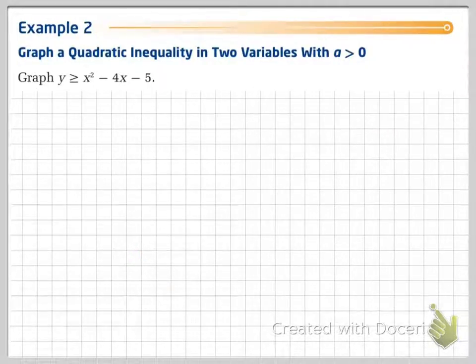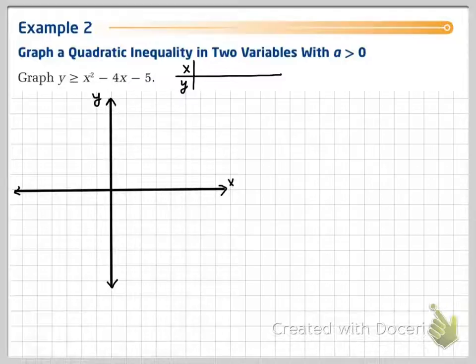In example 2, graph a quadratic inequality in two variables with a being greater than 0, a being positive. So now we're asked to graph where y is greater than or equal to x squared minus 4x minus 5.